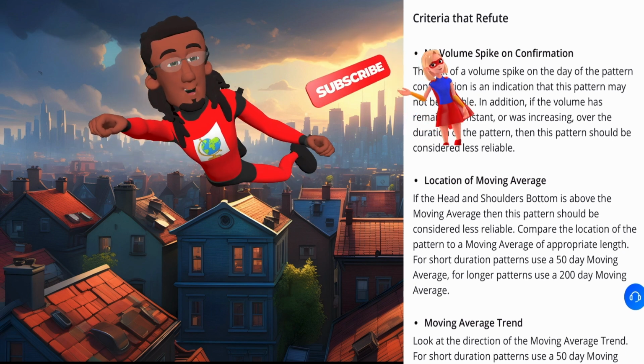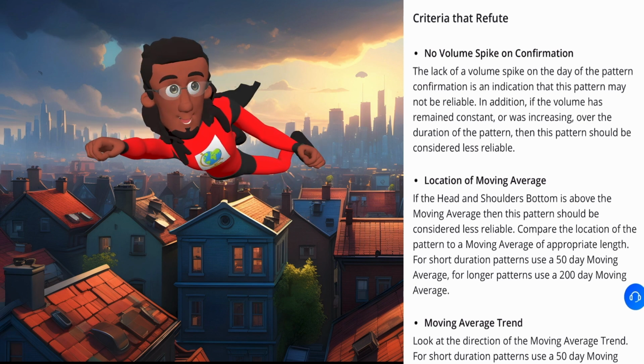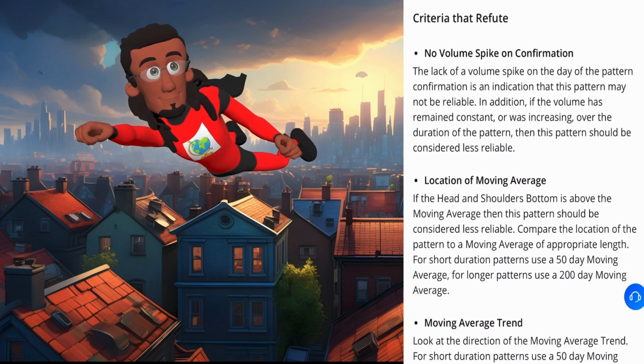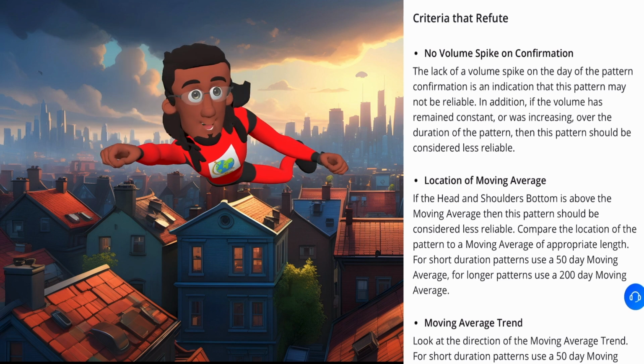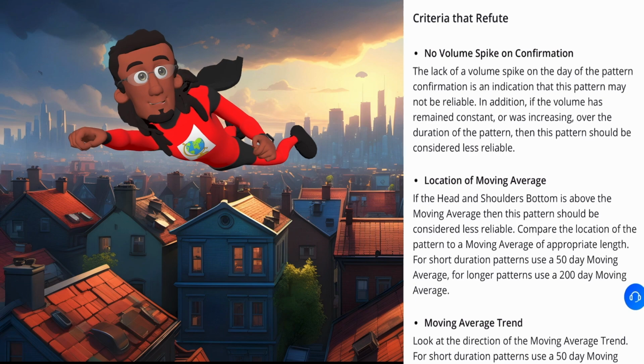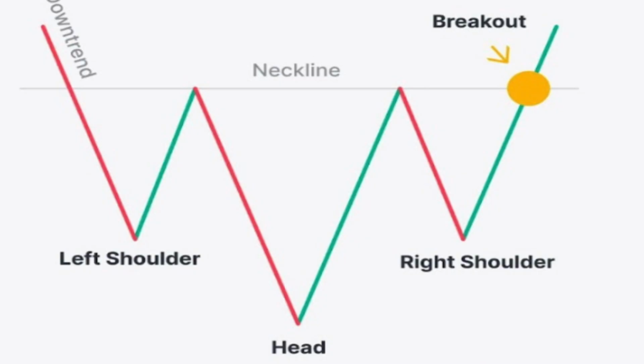All right, so criteria that refute. We're basically just going in reverse. No volume spike on a confirmation. Poor location of the moving averages. The moving average trend is counterintuitive, which makes the pattern unreliable, and the short inbound trend.